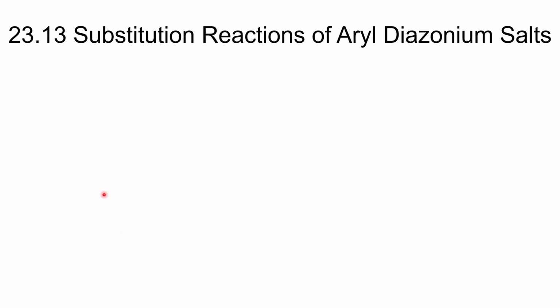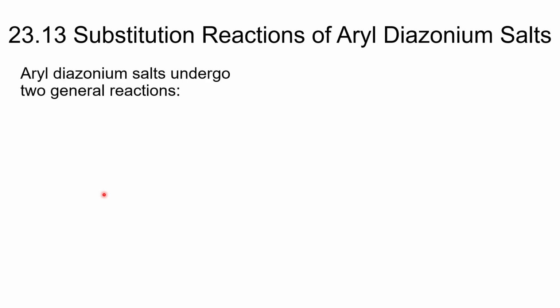All right, in this section, section 13 of chapter 23, we are going to talk about doing substitution reactions with aryl diazonium salts. We saw in the previous video how to make these diazonium salts using the nitrosonium ion reacting with amines, in particular aniline derivatives. Well, now what we want to do is look at what kinds of reactions we can do with those diazonium salts. They tend to go under two reactions.